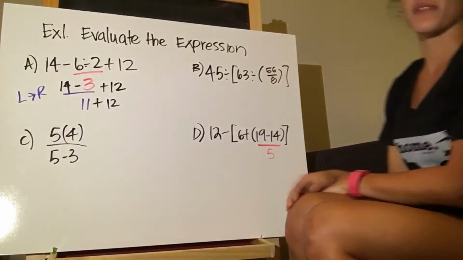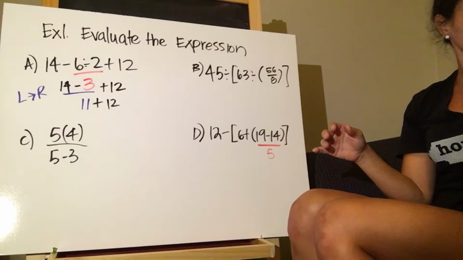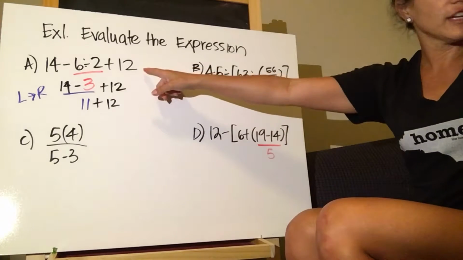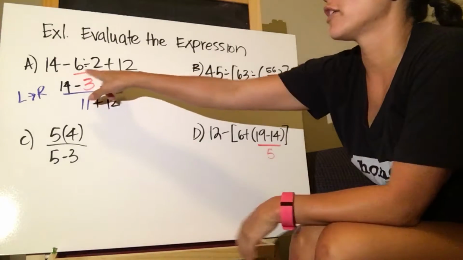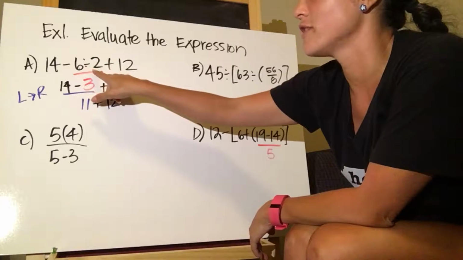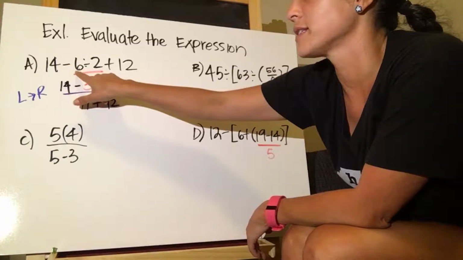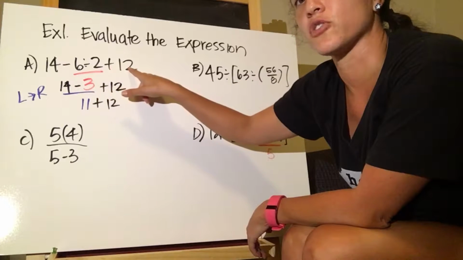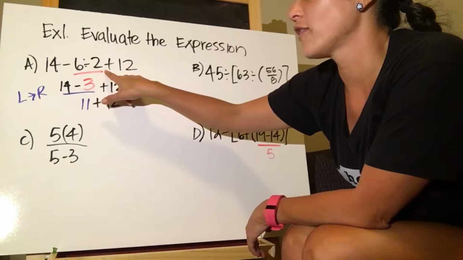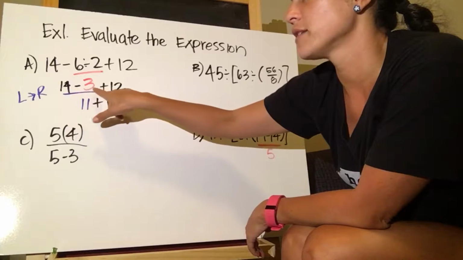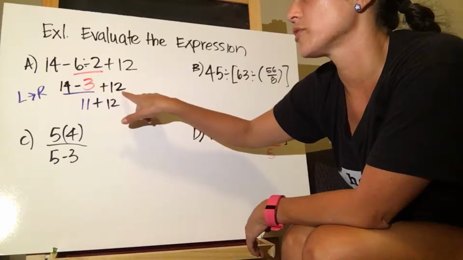All right, so pause and copy your examples down. And over here in A, I've already started for you. I underlined first we're going to do the division. We have subtraction, division, addition. This says 14 minus 6 divided by 2 plus 12. I'm going to divide first, and then I get 14 minus 3. 6 divided by 2 is 3 plus 12.